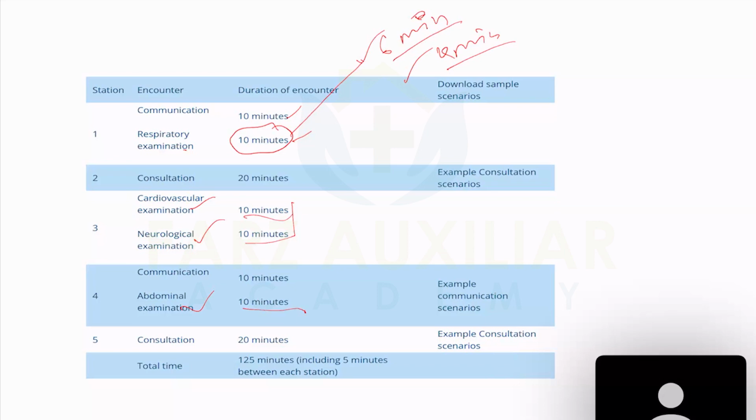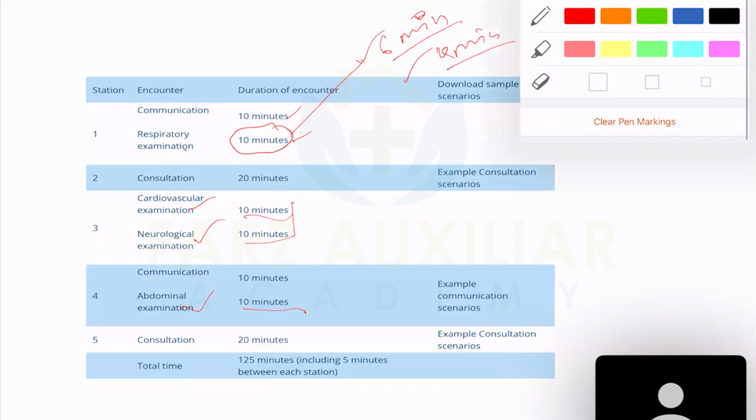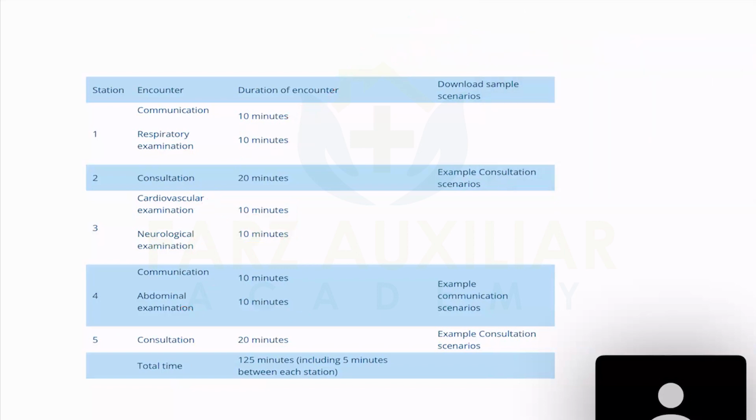So no need to memorize. You should practice at the bedside within 5 minutes. Okay. So within 5 minutes, it should be practiced. So these are the 10-minute clinical scenarios. I will explain it in detail in later slides. Okay.